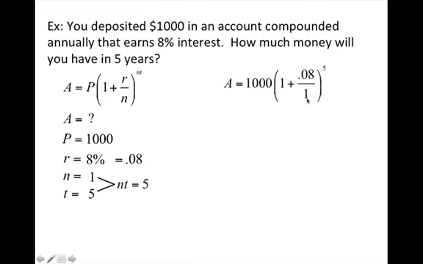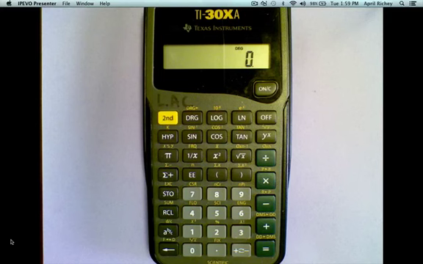0.08 divided by 1 is 0.08, and 1 plus 0.08 is just 1.08. But we'll go ahead and type it into the calculator just for practice. Once I get that value in the parentheses, I'm going to raise it to the 5th power. And once I get that value, I'm going to multiply it by the 1,000. So let's look at this on the calculator first.